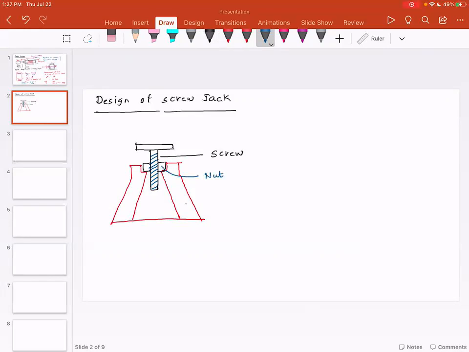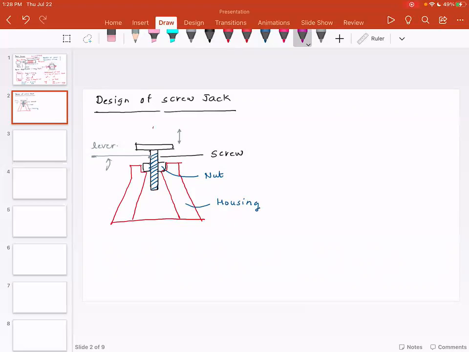Nut housing. And then you would have a lever. And what we will do is this lever will be rotated. And as you rotate the lever, this platform will be raised or lowered. So before I give you a step-by-step recipe for power screw design, let me just tell you what the fundamental equations for power screw design are.